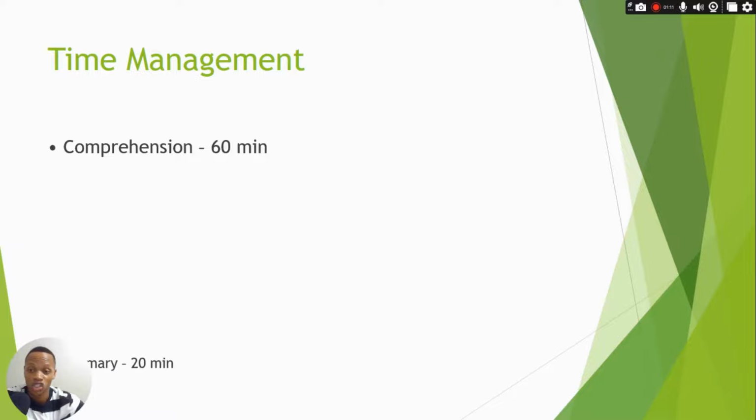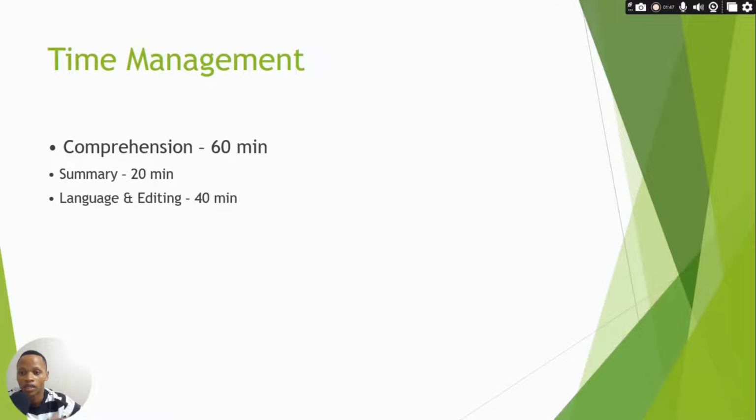Okay. Now let's look into time management. This is what I would suggest; it's just a suggestion. Maybe for comprehension, because it requires reading, you have to read at least 3 times. The first time just to get familiar with the text. The second time you read for meaning and understanding. And the third time is when you read the question and also refer back to the text.